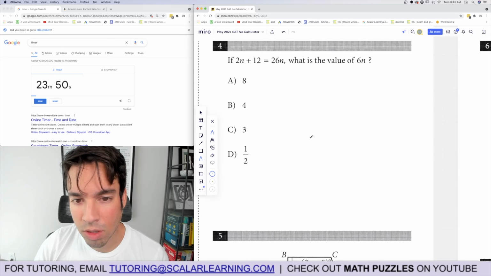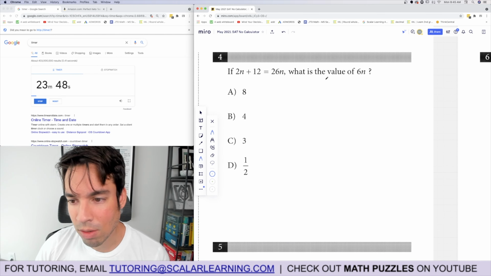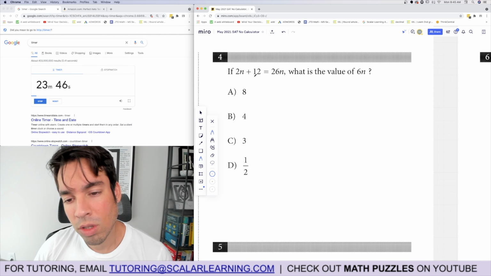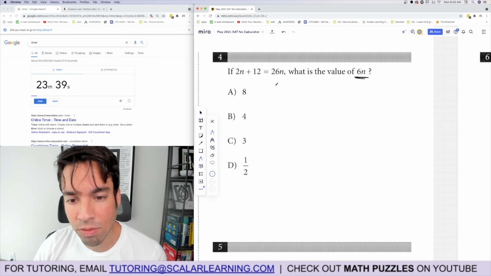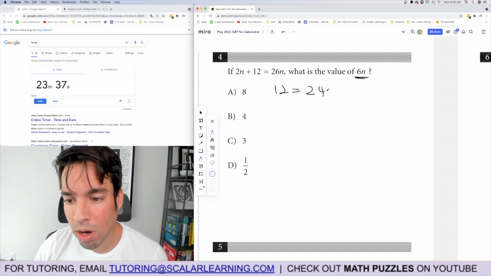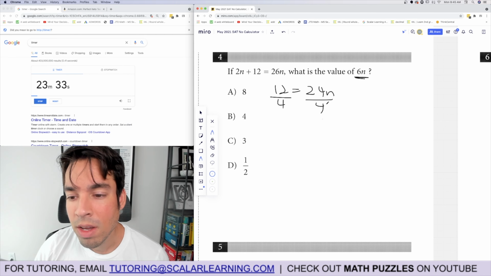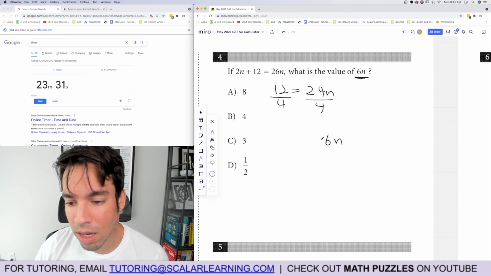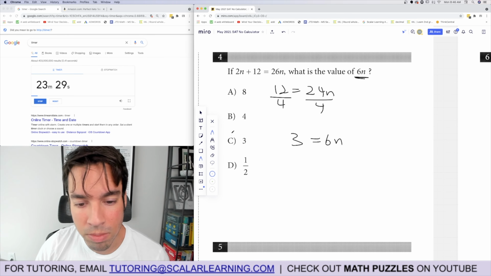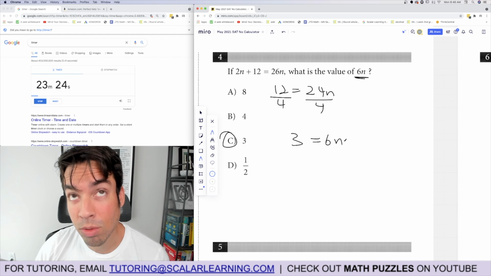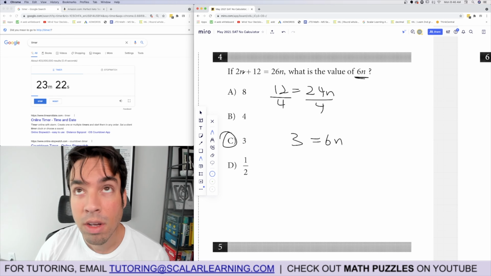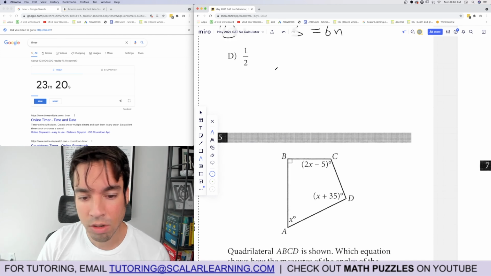All right, now we go to number 4. 2n plus 12 equals 26n. What's the value of 6n? This is going to be one where they're kind of giving us a layup here. You don't have to actually solve for n, just 6n. That's their little hint. So I'm going to subtract 2n from both sides. 12 equals 24n. I'm going to divide both sides by 4 because I don't care about n, I just care about 6n. And then 24n divided by 4 is 6n, 12 divided by 4 is 3, boom, done. We'll just double verify. If 6n equals 3, sorry, n equals a half, so that'd be 13 equals 13, yes, okay.